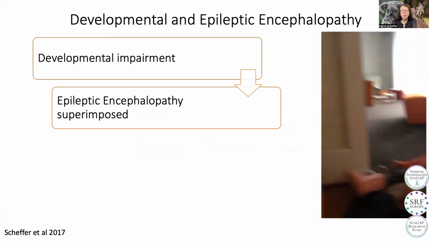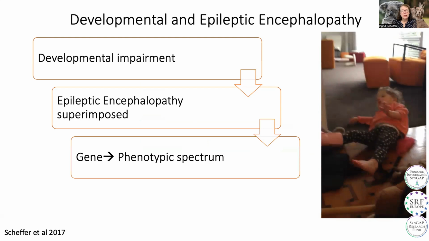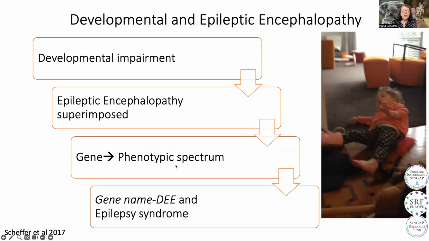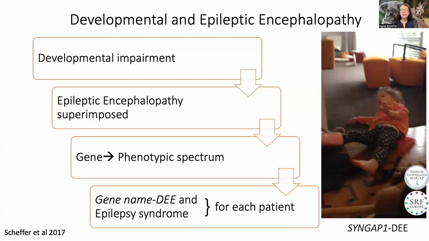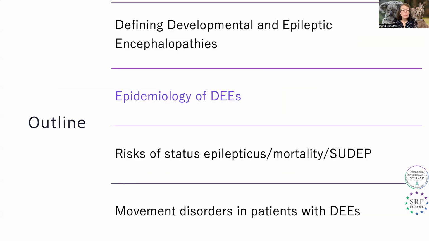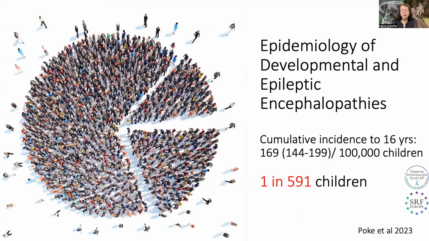And here you see a little girl with Syngap 1 having a very nasty myoclonic atonic seizure. But the problem is that the more we understand about a specific gene, and Syngap 1's a good example of that, the more we see a spectrum of presentations, which we call a phenotypic spectrum. And so when I see a child or an adult, it's important to try and understand their cause, so their gene name, SYNGAP1 developmental and epileptic encephalopathy, as well as their syndrome, because they both impact on my treatment choices. So now let me share some interesting data about the epidemiology of DEEs.